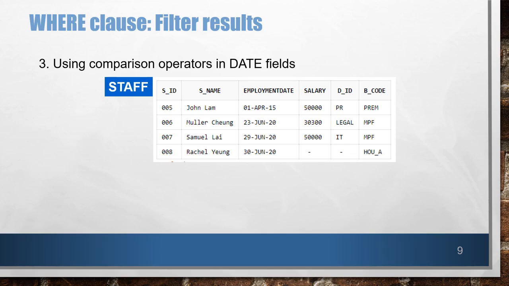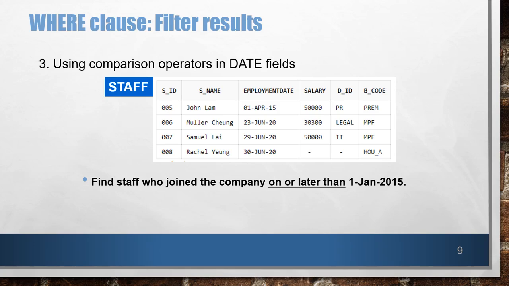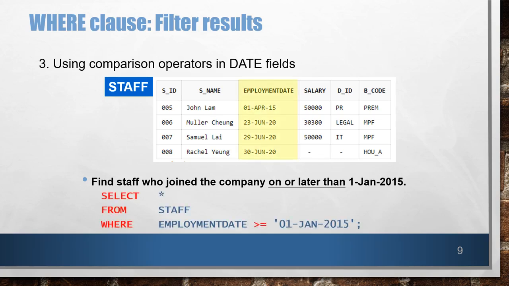Suppose we want to find the staff who joined the company on or later than 1st of January 2015. We use the following select statement. Select all from staff where employment date is greater than or equal to 1st of January 2015. The data type of employment date is date, and we specify the date's value with a pair of single quotation marks.